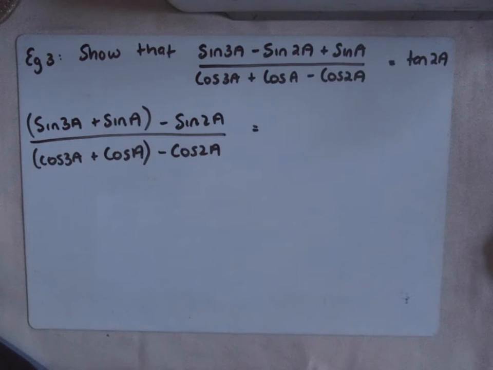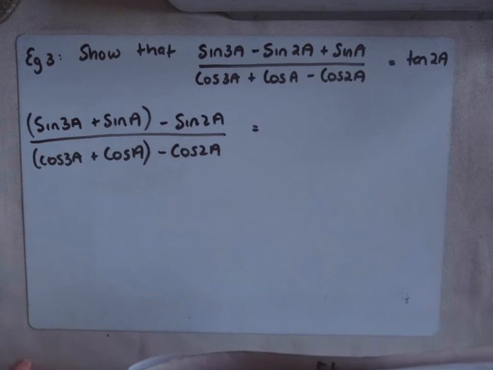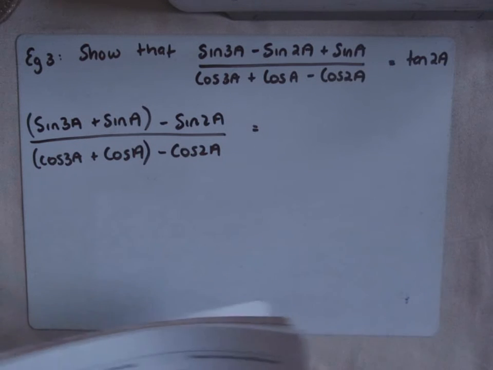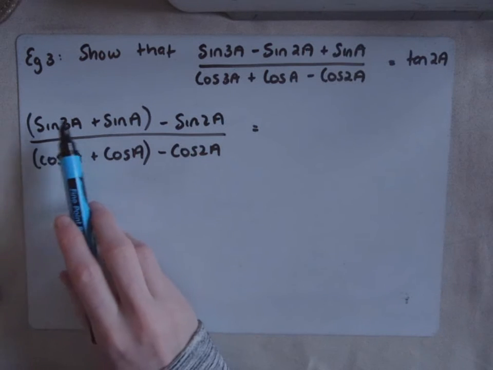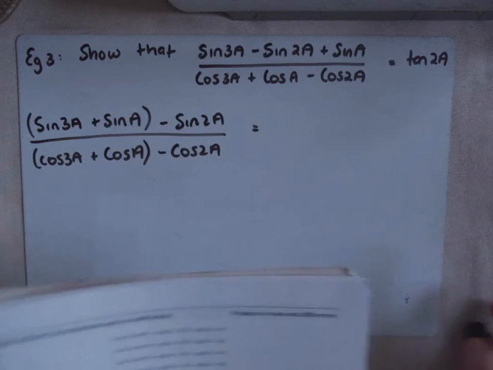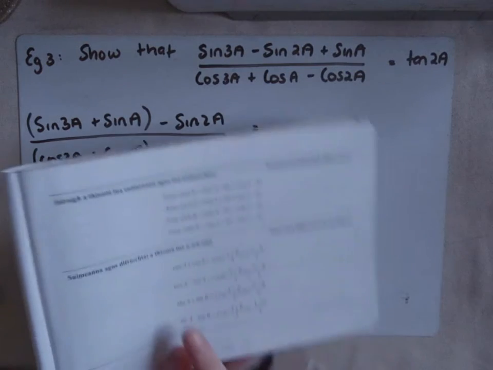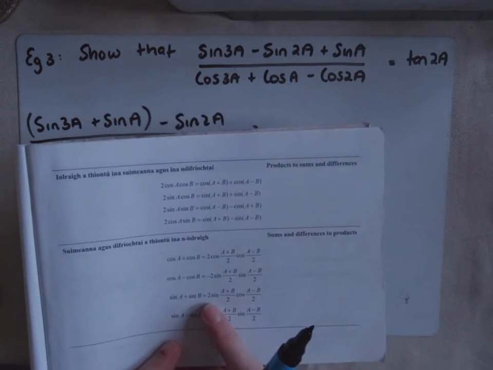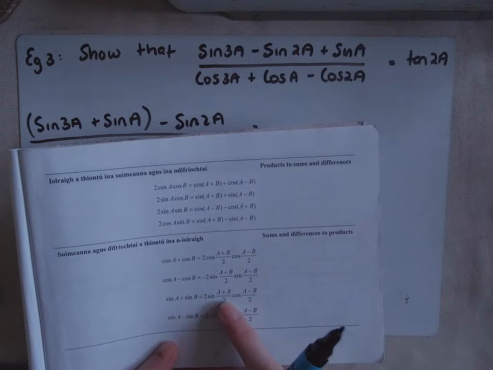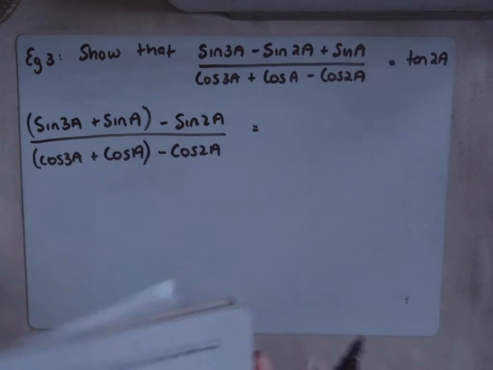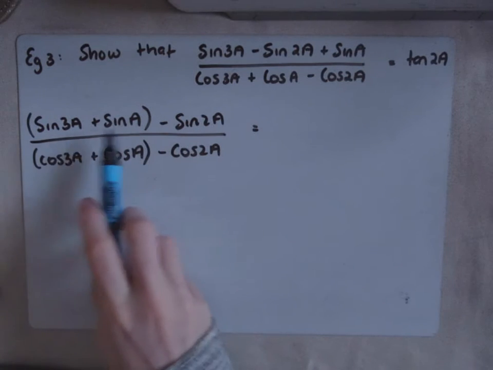Now we're going to go to our log tables and we're going to go to our sums and differences to products. So I have sine A and sine B on the top. So down here, sine A plus sine B is 2 sine, add the angles over 2, cos, take the angles over 2. And just always make sure that you have the bigger angle first.